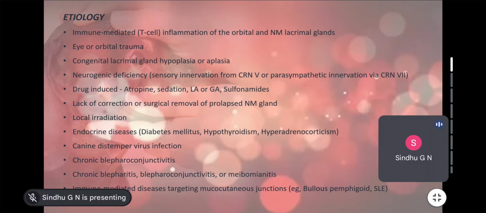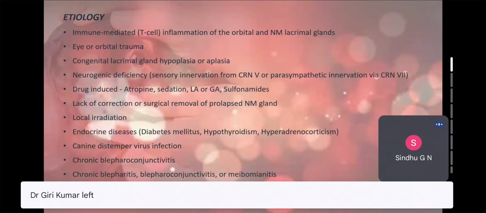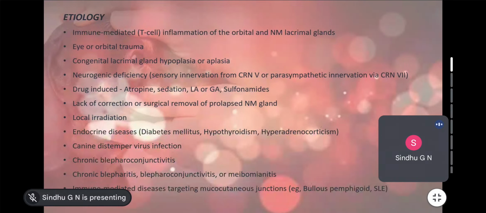Then there can be drug induced due to atropine, sedation, sometimes local anesthetics or general anesthesia can cause dry eye. Sulfonamide use can cause dry eye. Then lack of correction or surgical removal of a prolapsed nictitans membrane gland, as I said earlier. Then local irradiation. Some radiation can cause this one. It's very rare, but can.